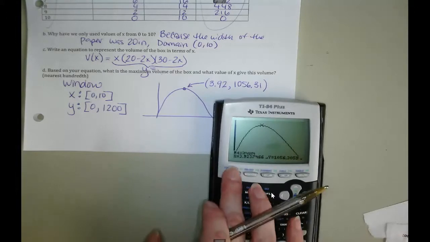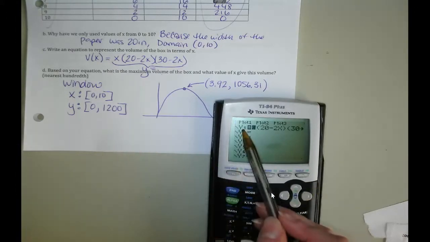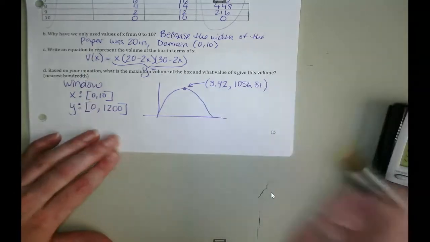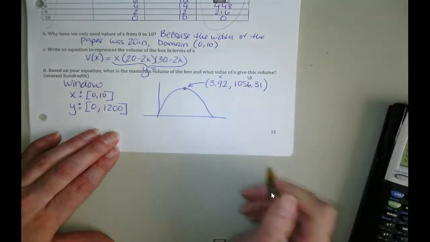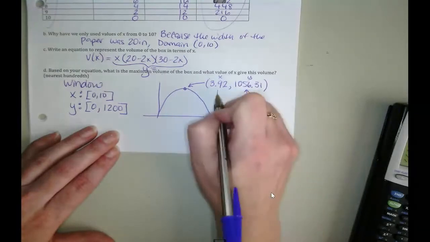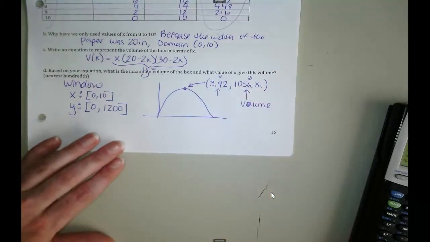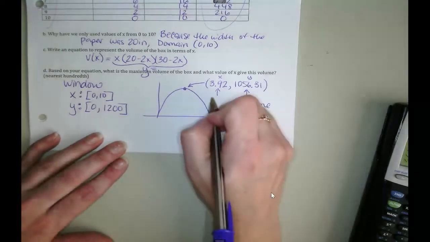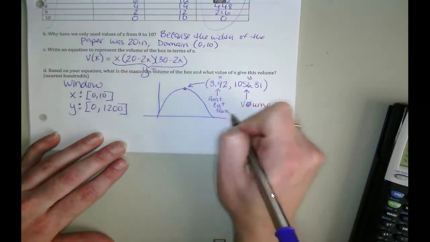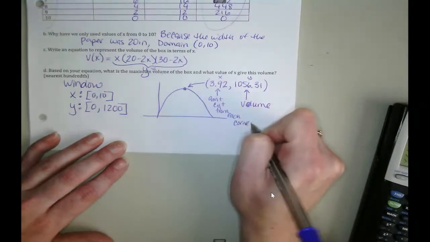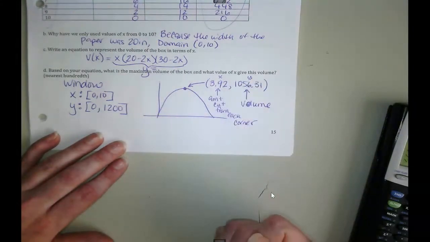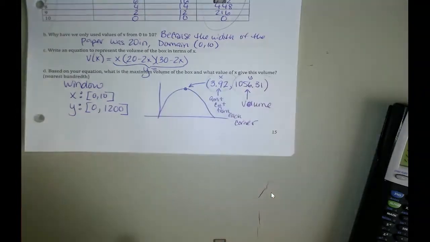In my y equals screen, I said y is equal to the equation, and the equation is representing volume. So when I'm looking at an x and a y coordinate, the y is the volume. The x was the amount that I'm cutting from each of the corners. So this is how much I cut, the amount cut from each corner. That's what it's asking. What is the maximum volume and what is the value of x to produce this volume? So these are, in this problem, both of my solutions.